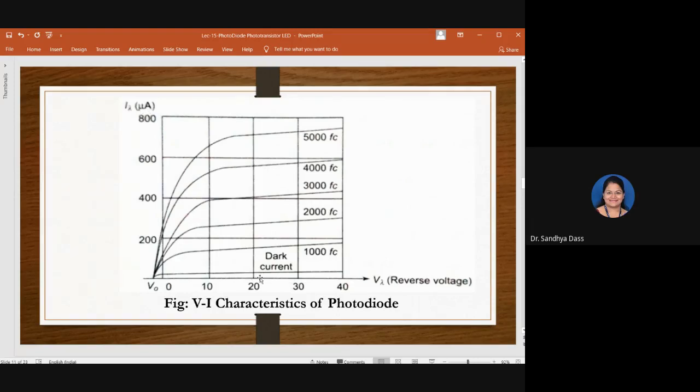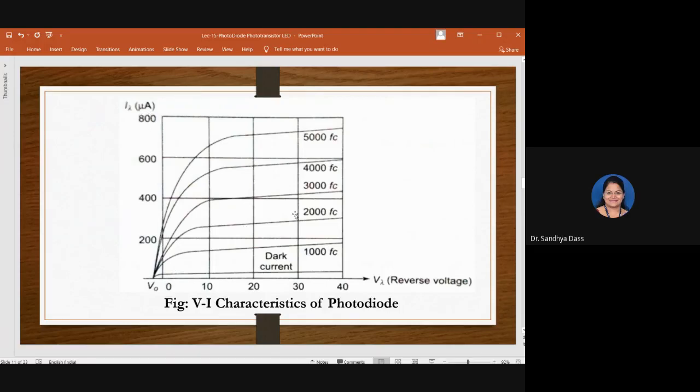If you observe from the characteristics, as the reverse voltage increases, say typically at 20 volts, for different intensity of light, this FC is nothing but the intensity of light. For 20 volts, for different intensity of the light, the current increases linearly, right? Even at the maximum intensity of the light, the current observed is around 800 microamps, which is quite less.